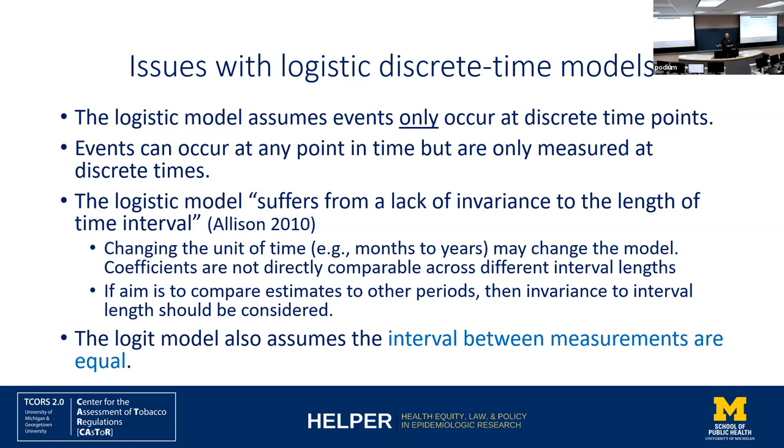If you're just trying to look at an event predicted by a bunch of independent variables, this isn't a huge violation of an assumption, but it is something important to think about, especially with the logit link function.